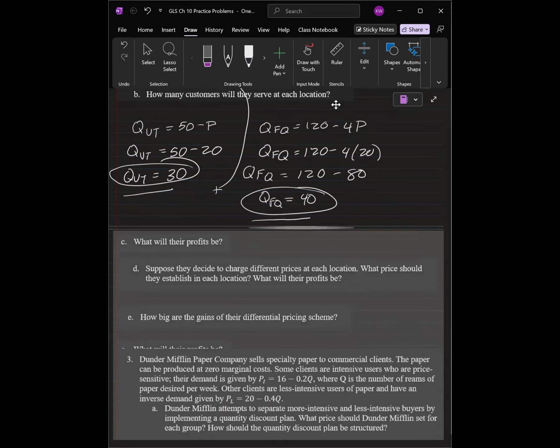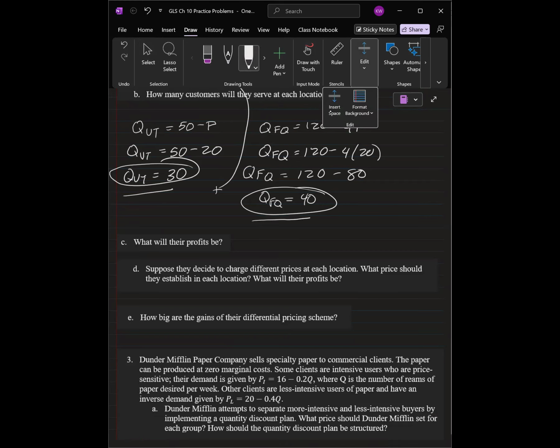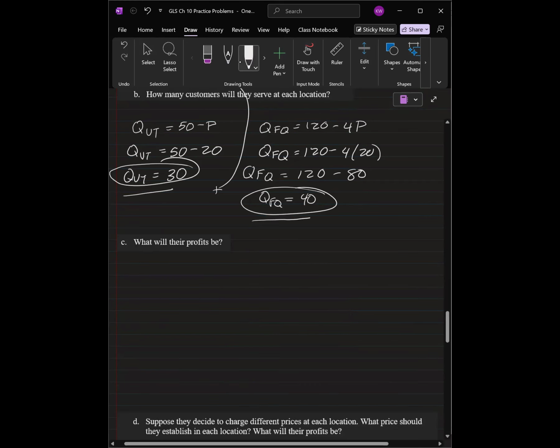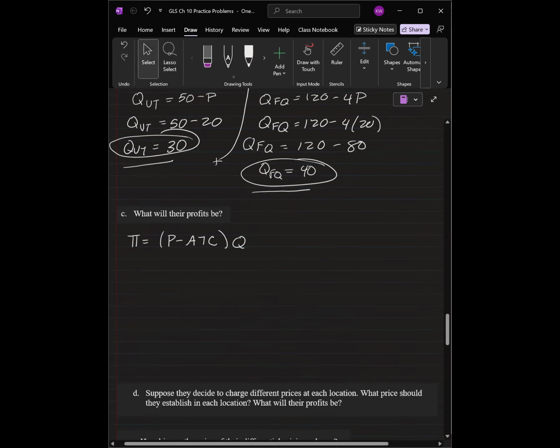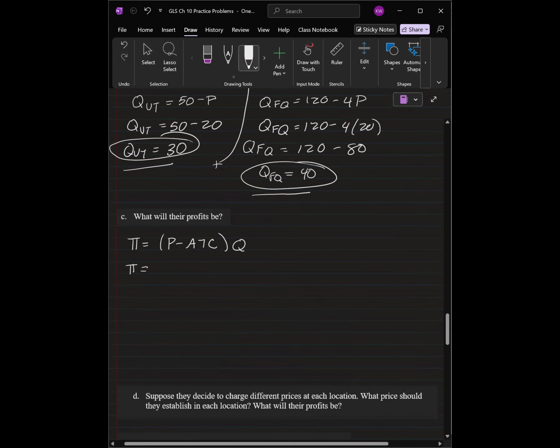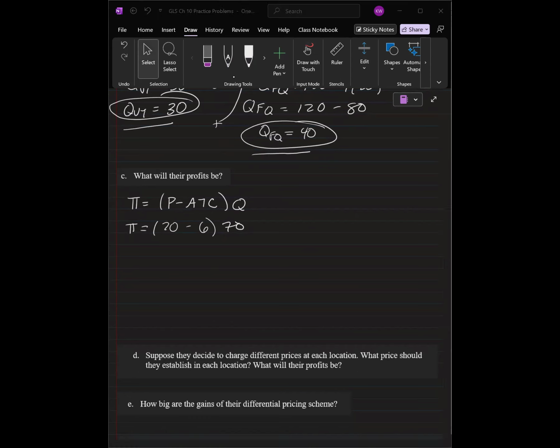Part C asks what their profits will be. We're going to use the profit equation that we've been using. Profit is equal to price minus average total cost times output. Here, their price is $20, their average total cost is 6, and their total output is 70 meals. So their profit, when they act as the single-price monopolist, is going to be 14 times 70, and that gets us a total profit of $980.